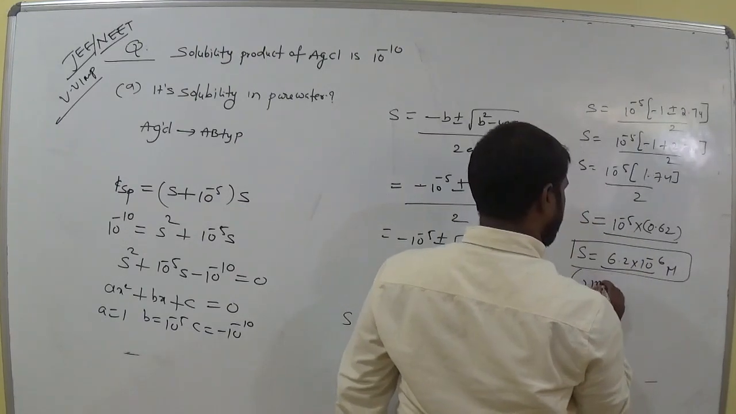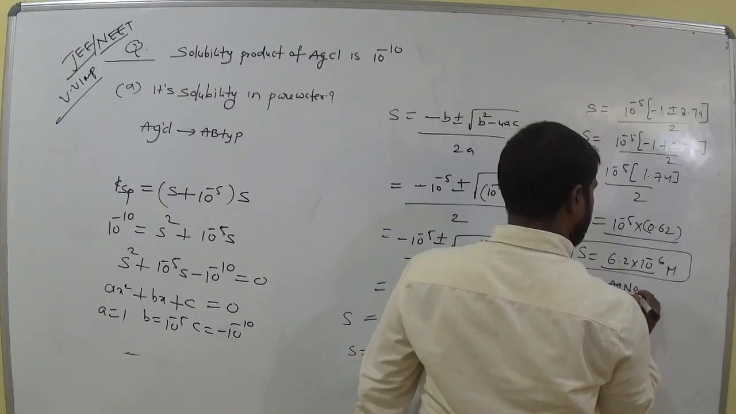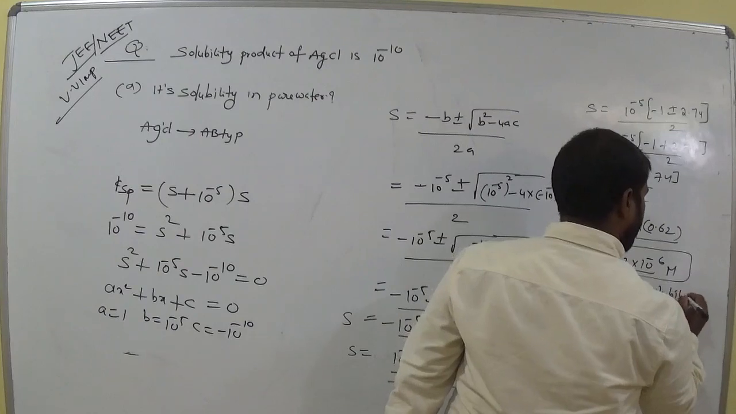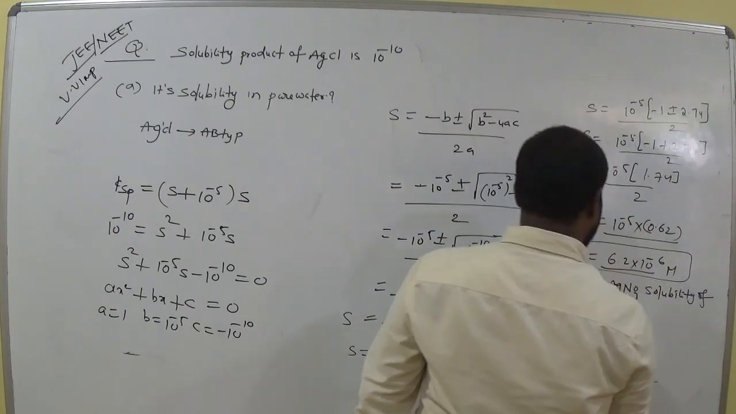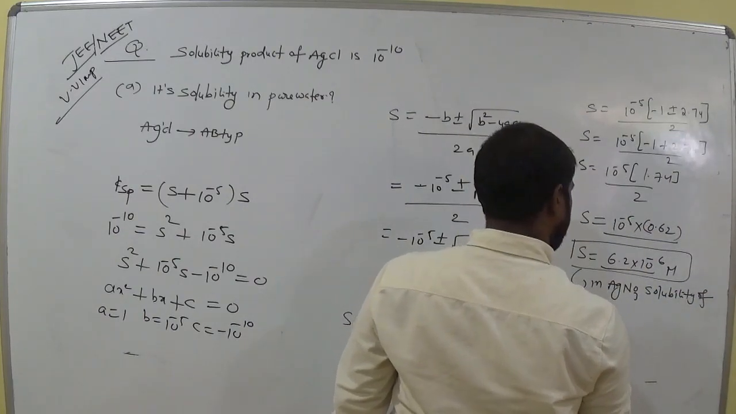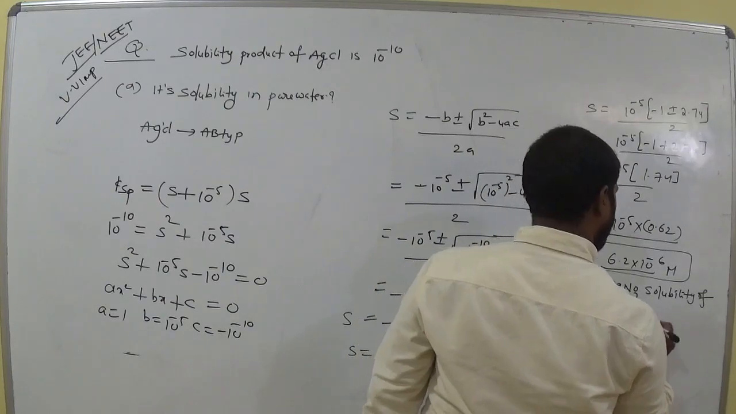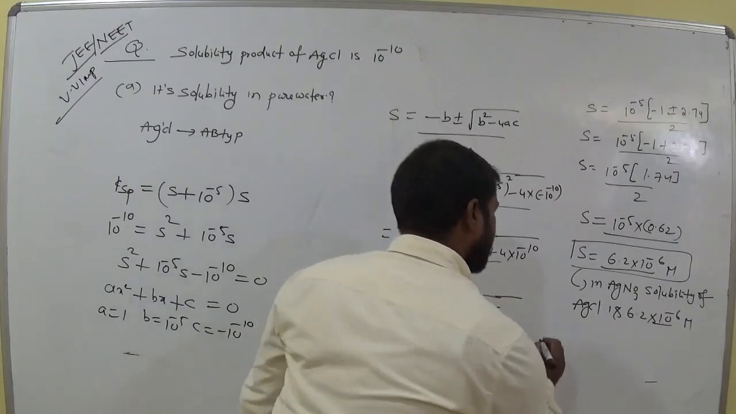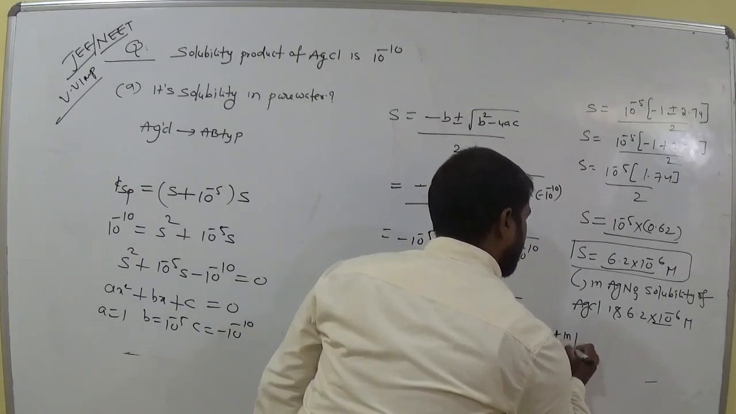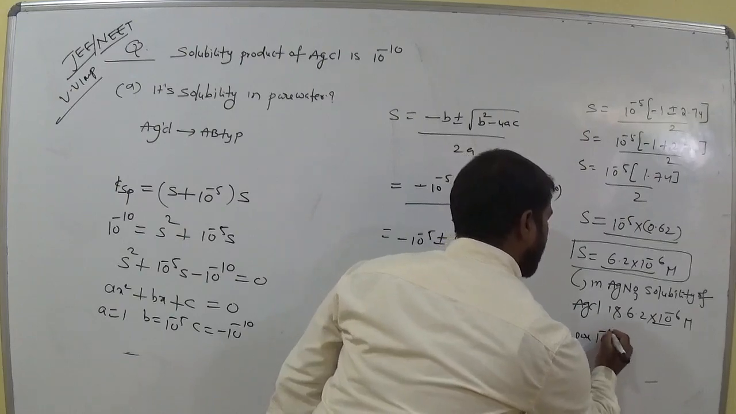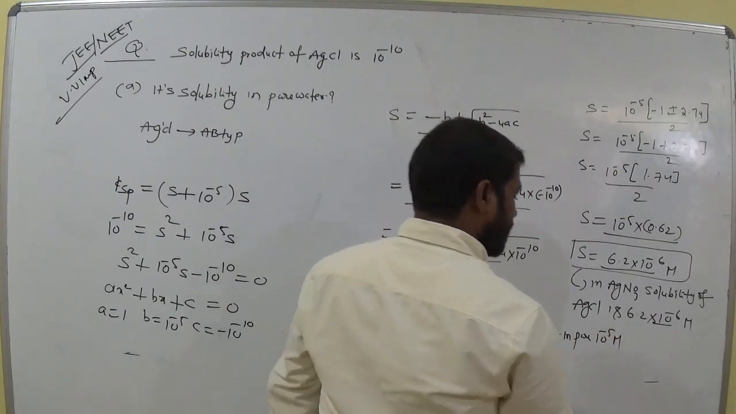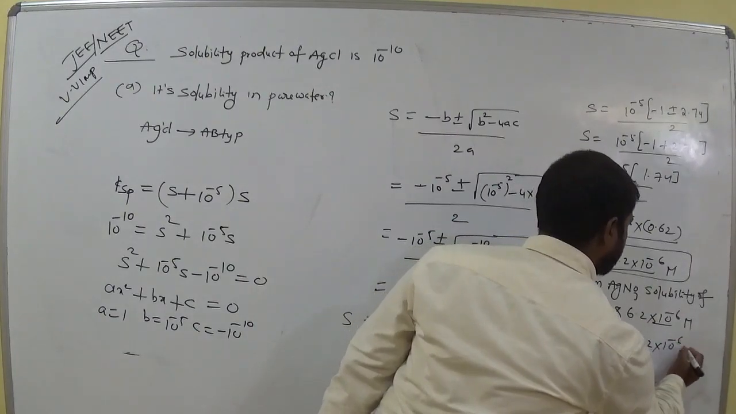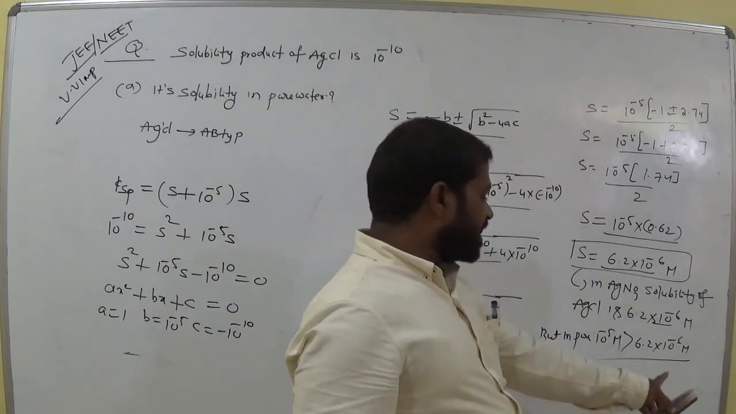In AgNO3, the solubility of AgCl is 6.2 into 10 power minus 6 molar, am I right? But in pure water, what happened? It is 10 power minus 4 molar. Okay, now 10 power minus 4 is greater than 6.2 into 10 power minus 6 molar, am I right? That means in silver nitrate the solubility decreases.